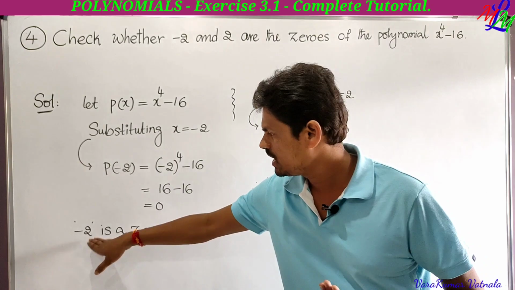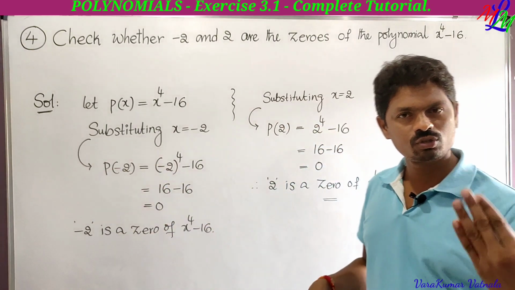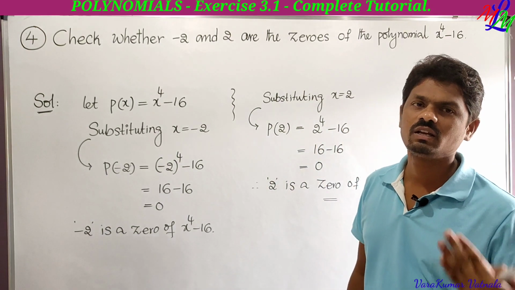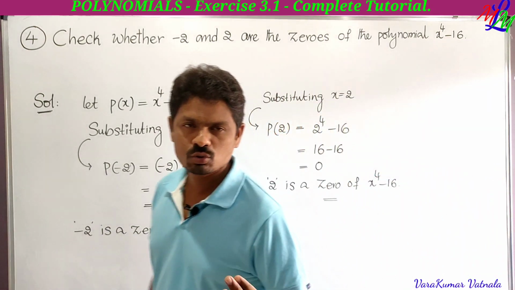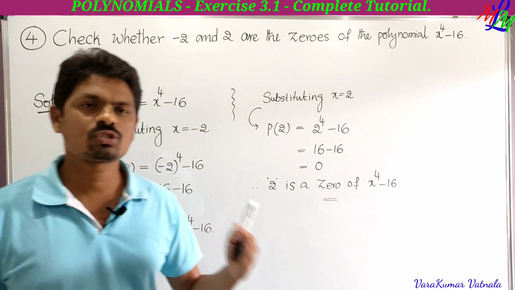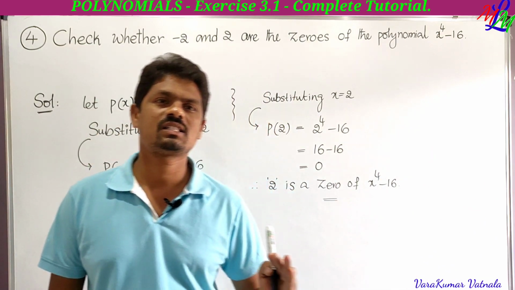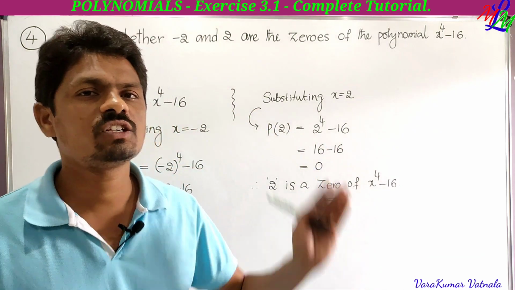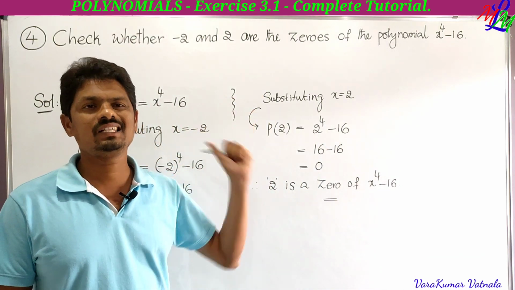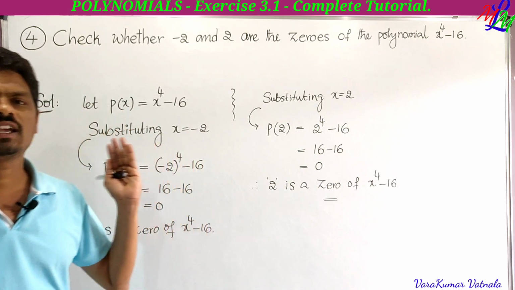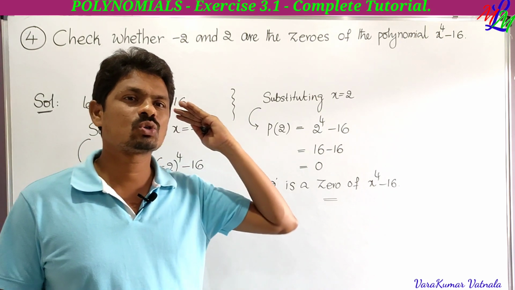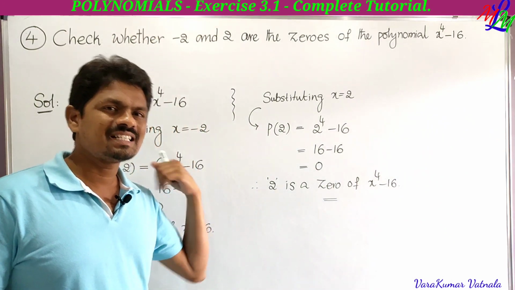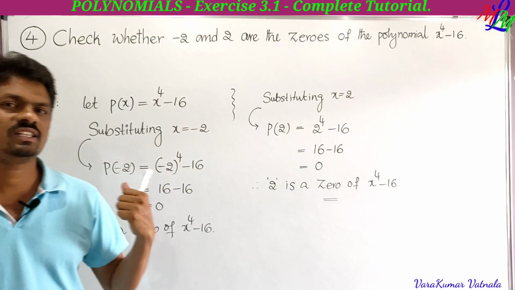In the same way, p of minus 2 is equal to 0. Again, we can say minus 2 is a 0 of x to the power 4 minus 16. Therefore, minus 2 and 2 are the zeros of x to the power 4 minus 16. So like this we can check whether the given numbers are the zeros of the given polynomials by substituting in it. So this is the fourth problem, student, in the first exercise.